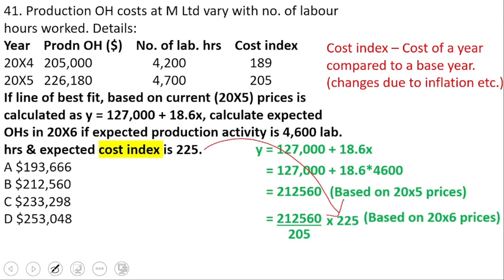That is the cost index relating to 2006. So thereby you have converted the overheads based on 2006 prices. So the final answer will be 233,298. So the right answer is option C.